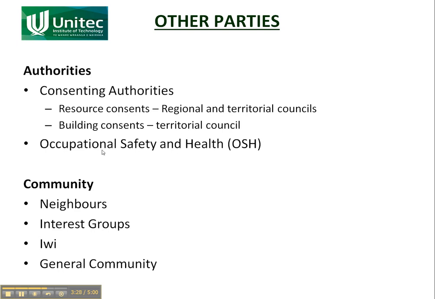Another authority is the Occupational Safety and Health, which is part of the Department of Labour. Their job is to make sure that the workers on site are safe and that they're doing safe practices. For example, if someone's working at height, they've got a harness on in case they fall. And also that the general public are protected.